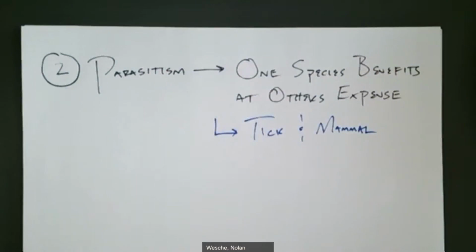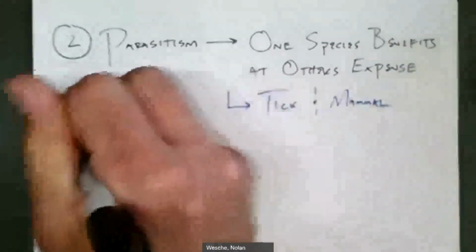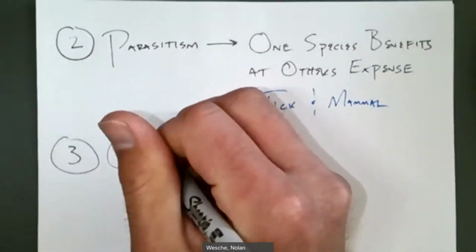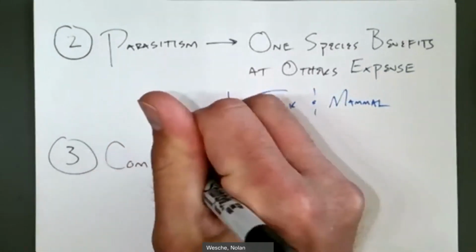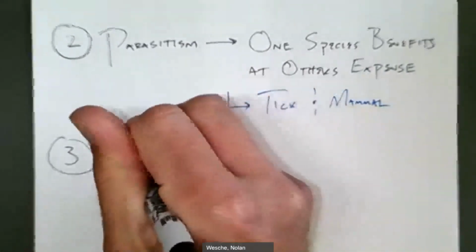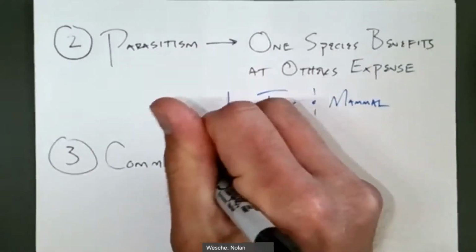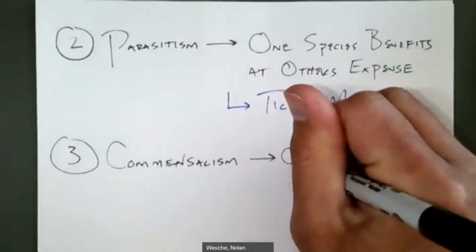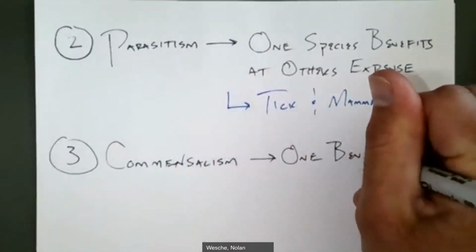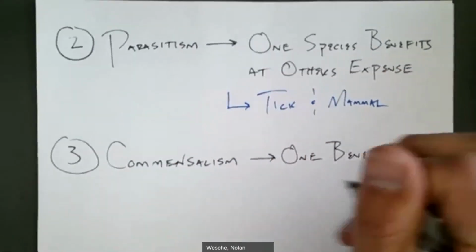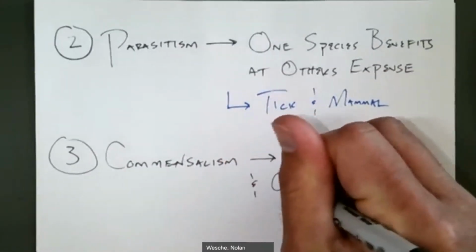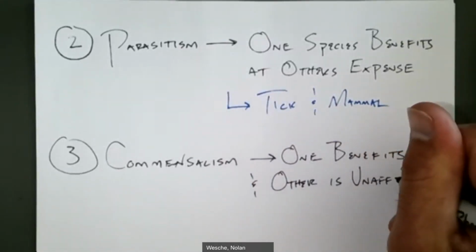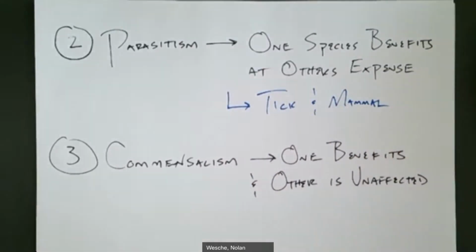And then we'll look at relationship number 3. We call this a commensal or a commensalistic relationship. So commensalism. And one benefits and the other is unaffected. Or someone indifferent.